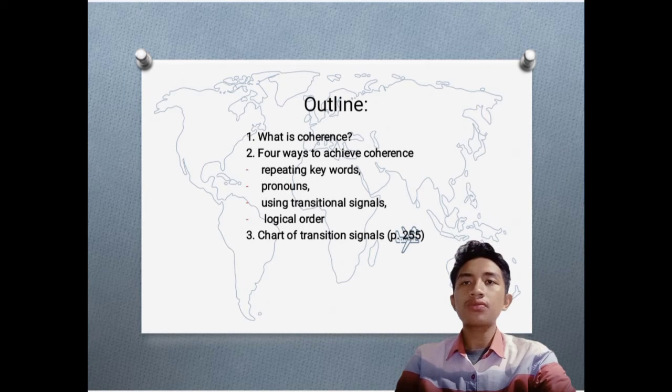But before going to the first point, I want to tell you about my outline. The first is what is coherence. The second is four ways to achieve coherence: repeating keywords, pronouns, using transitional signals, and logical order. The third is a chart of transition signals.